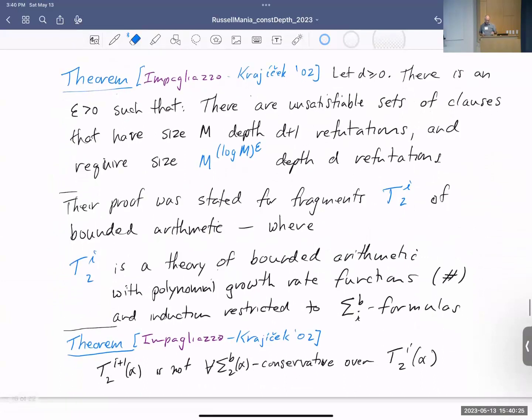And now, the best we do know is due to Russell and Jan Krajicek from 2002. So there, if you fix a D, there is an epsilon such that there are unsatisfiable sets of depth 0 clauses that have size M refutations of depth D plus 1, but require size M to the (log M) to the epsilon refutations of depth D.